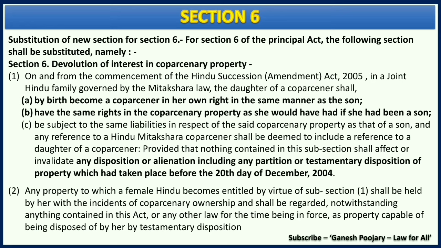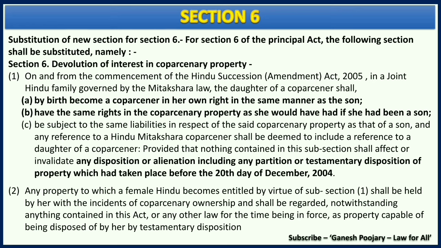That is the first subclause, subclause A, which very clearly says that the girl has the same right as a son. And subclause B says she has the same right in the coparcenary property as she would have had if she had been a son. Now, what if she were a boy? She would have got a property share. Likewise, she will have under subclause B.